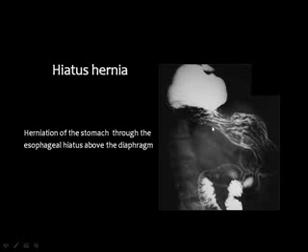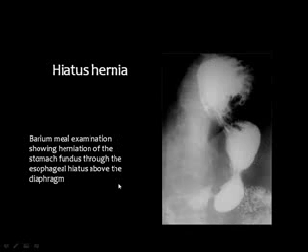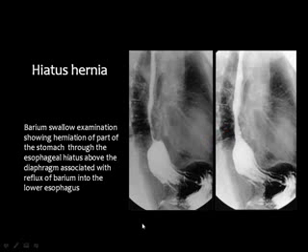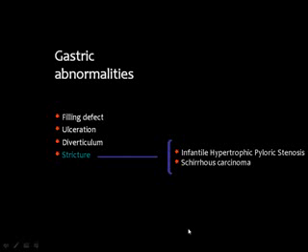And this is the hiatus hernia, where you can see a large part of the fundus of the stomach, as well as the gastroesophageal junction above the diaphragm. Another case of hiatus hernia, and this is the level of the diaphragm, and a good part of the stomach is seen above the diaphragm. And this is also a sliding hiatus hernia. You can see part of the stomach is above the diaphragm.